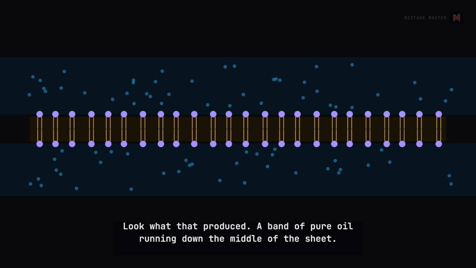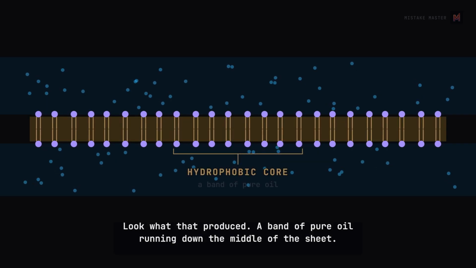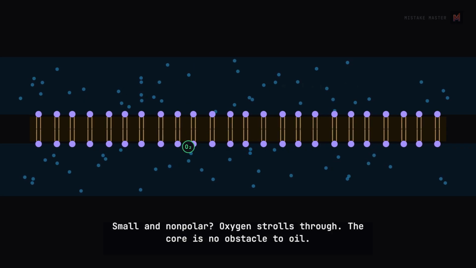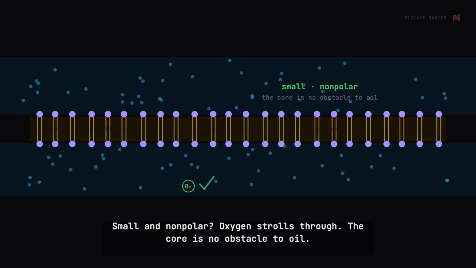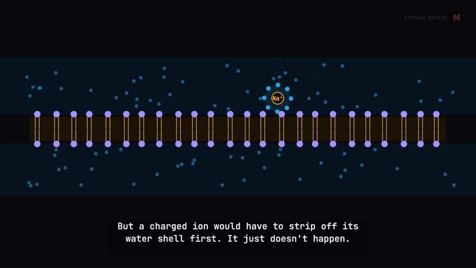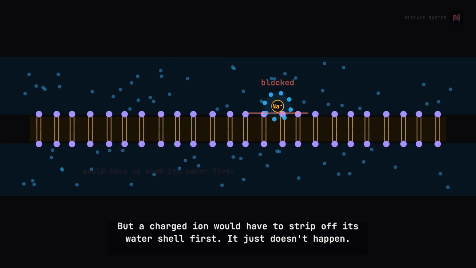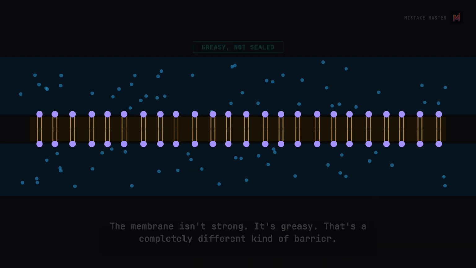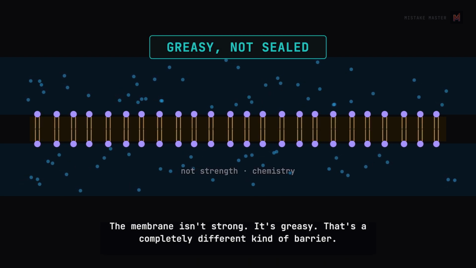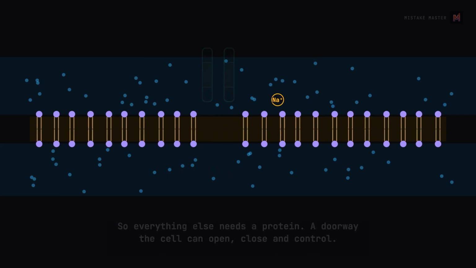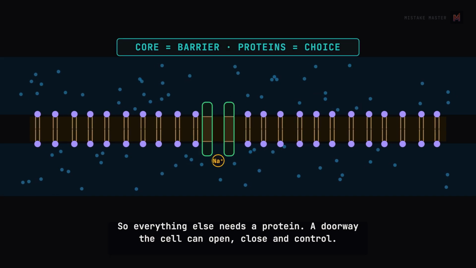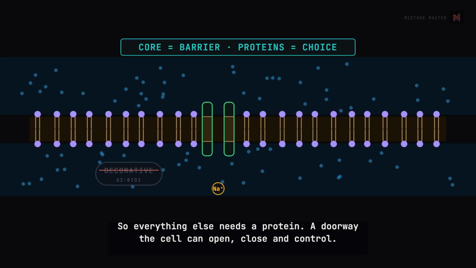Look what that produced. A band of pure oil running down the middle of the sheet. Small and nonpolar, oxygen strolls through. The core is no obstacle to oil. But a charged ion would have to strip off its water shell first. It just doesn't happen. The membrane isn't strong, it's greasy. That's a completely different kind of barrier. So everything else needs a protein, a doorway the cell can open, close, and control.